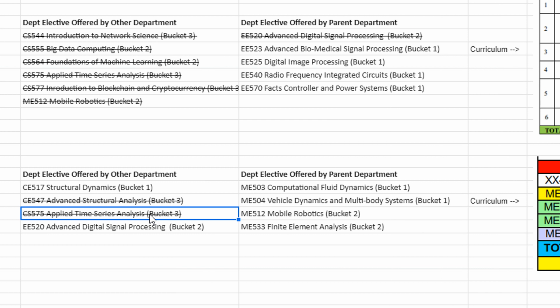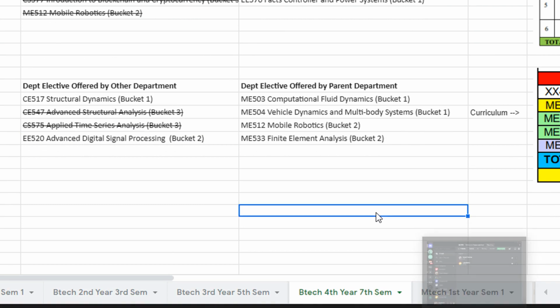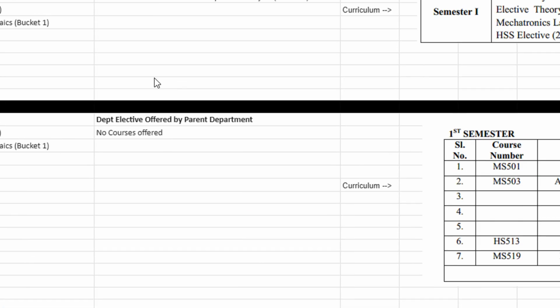Similarly, now let us come to the MTech guys. MTech is a fresh admission. MTech, you have the same thing, right? So let us start with MTech CSE, right? I will start with the easier example.